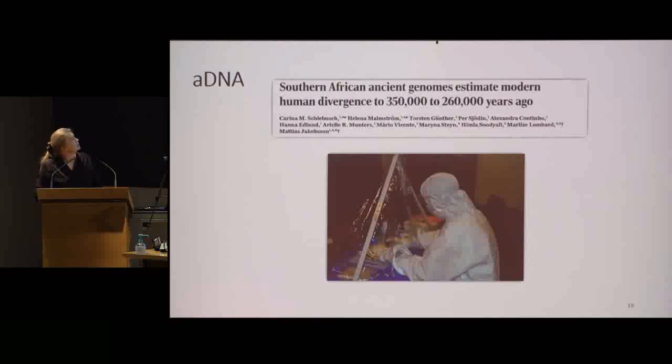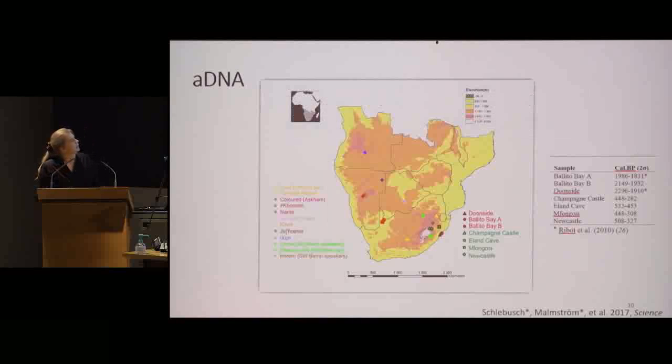So here you can see Southern African ancient genomes estimate modern human divergence to around 300,000 years ago. So this is a deeper date than the 200,000 years that I mentioned previously. So what did we learn from ancient DNA that helped us re-estimate this date to a deeper time period? In this specific study, we included 7 individuals from Southern Africa. This is from the east coast of Southern Africa. So it's quite a humid and hot region, the KwaZulu-Natal province, for people that know South Africa.